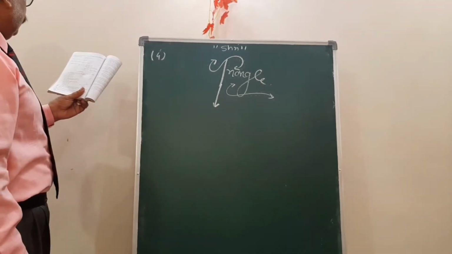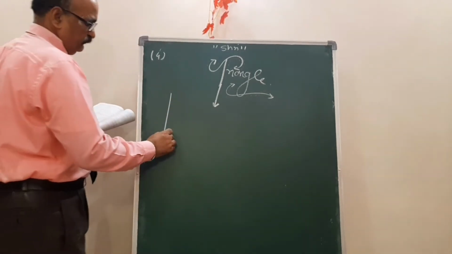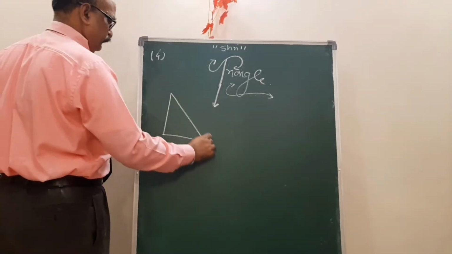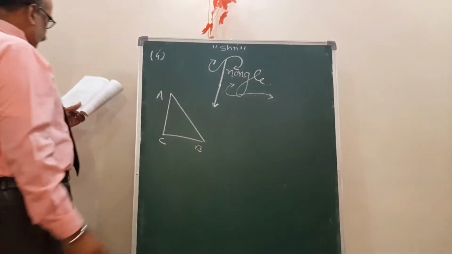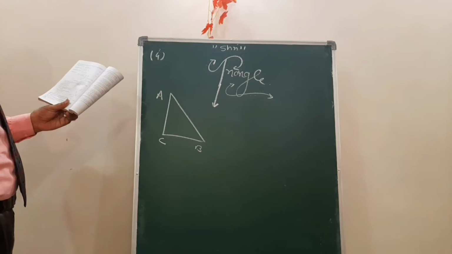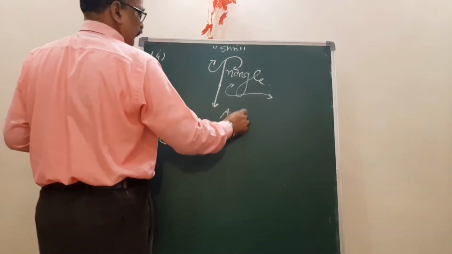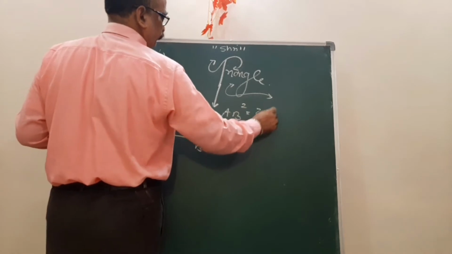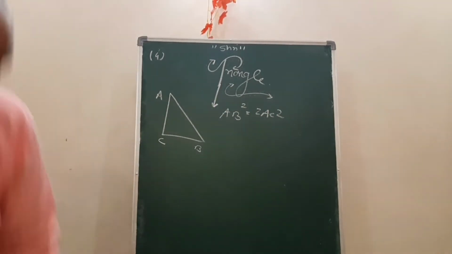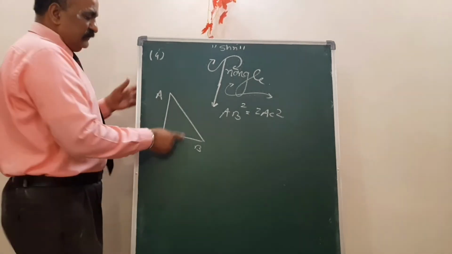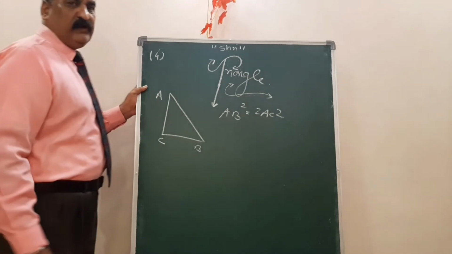ABC is an isosceles triangle, right angle at C. Prove that AB square equal to 2AC square. This is a right angle triangle and this is an isosceles triangle. So you have to show that AB square equal to 2AC square.